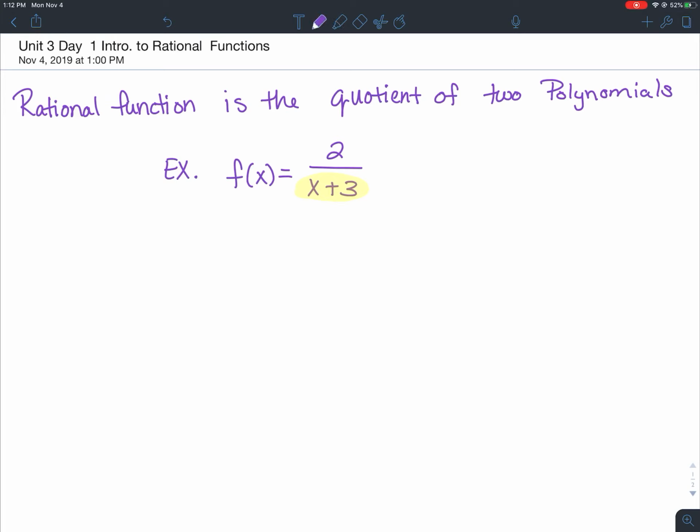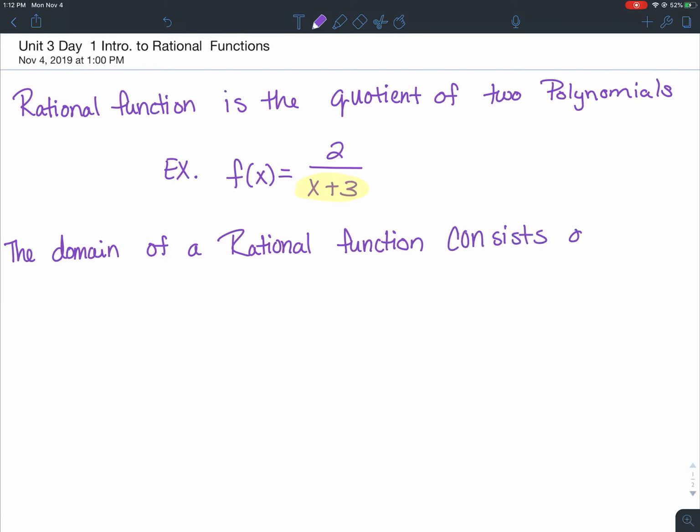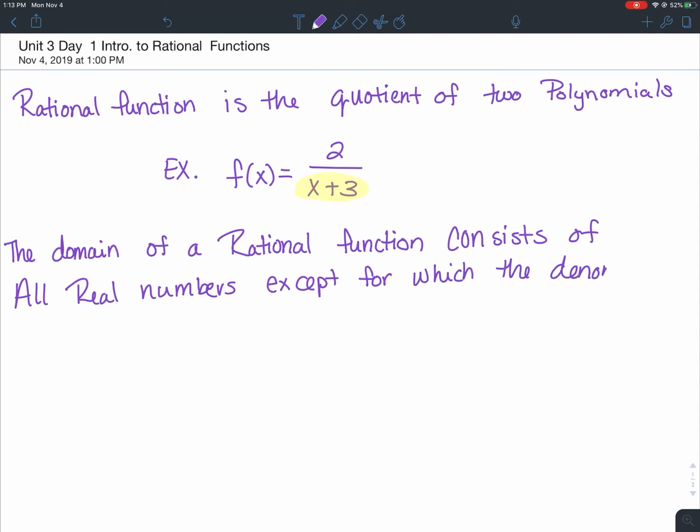So speaking of denominators, the domain of a rational function consists of all real numbers except for which the denominator is 0.